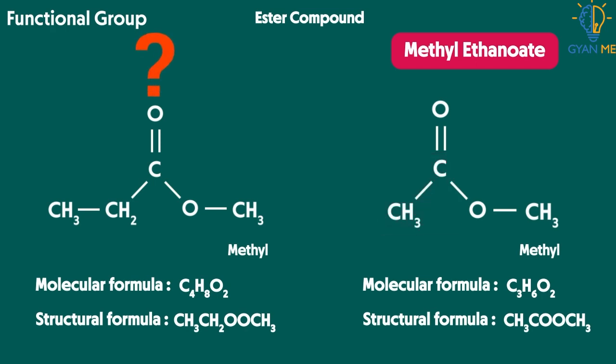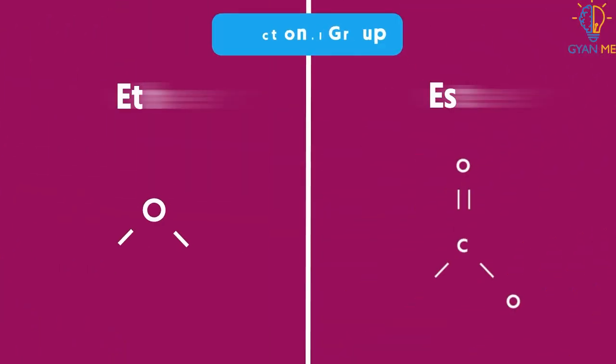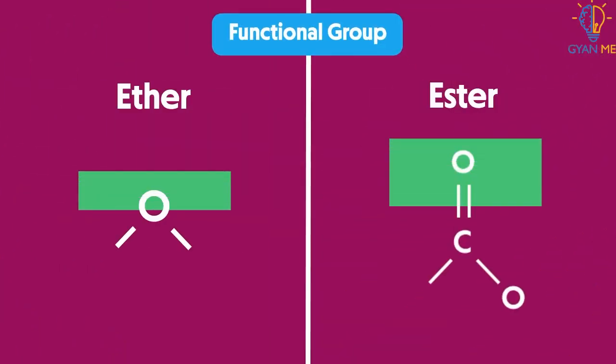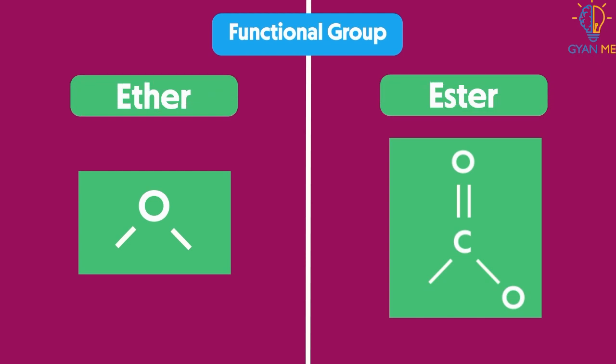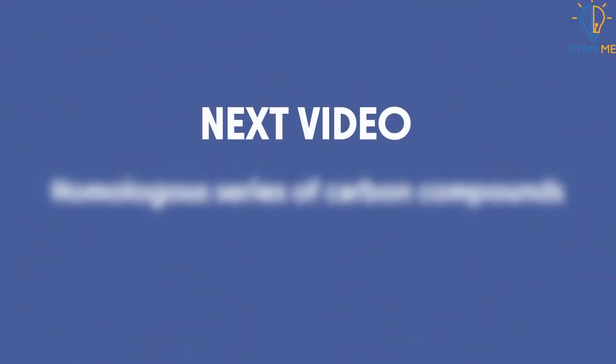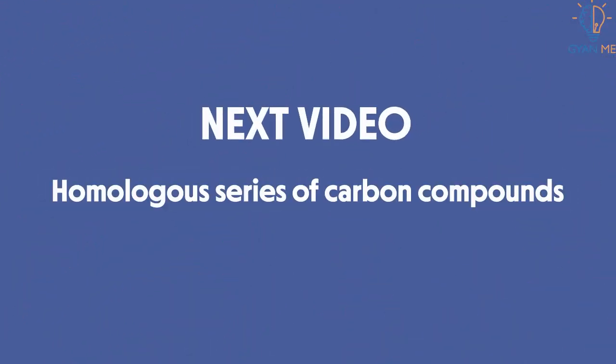So what will be the name of this compound? Pause the video, think about it, and I'm sure you'll get it. Yes, the name of this compound is methyl propanoate, and the formula is C4H8O2. So far, we have seen different functional groups, their structures, and their names. In the next video, we will see about homologous series of carbon compounds.